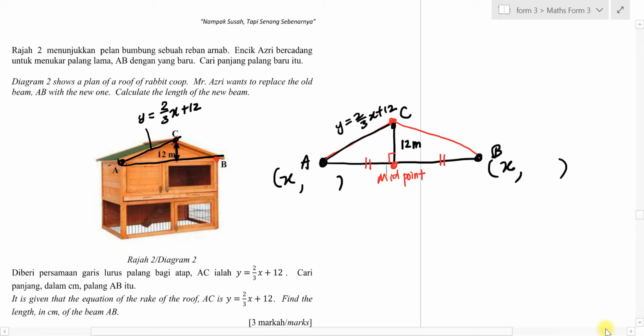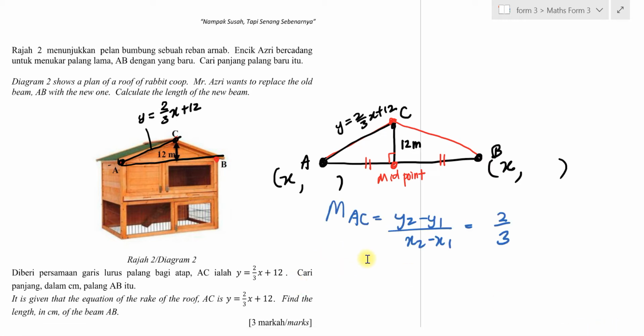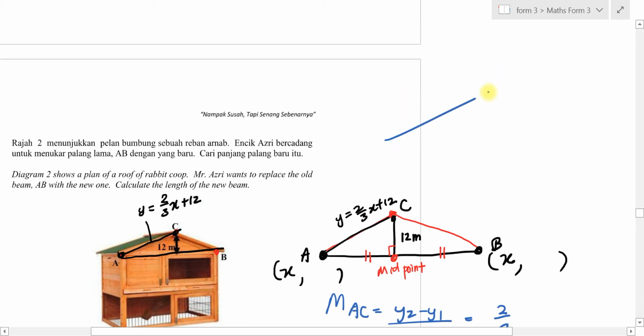Okay, we must think first before we do this. So what I'm trying to do is, the gradient is given, the gradient of AC was 2 over 3, right? That 2 over 3, we don't know the x and y here, and we don't know x and y here either. But you must understand the concept of gradient. Let me explain this one first.